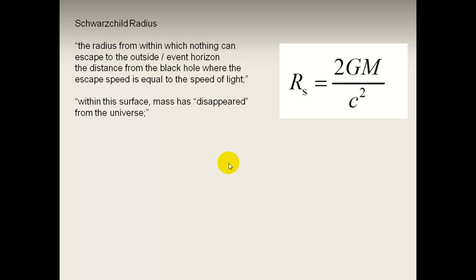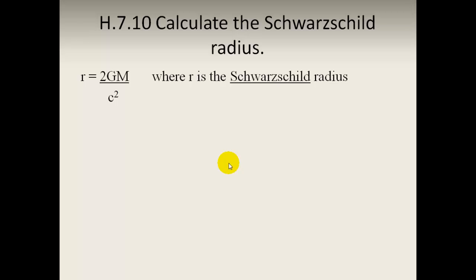From within this surface, mass has disappeared from the universe. The center is a single point, or singularity, to which all mass would collapse. Now we need to calculate the Schwarzschild radius given values.